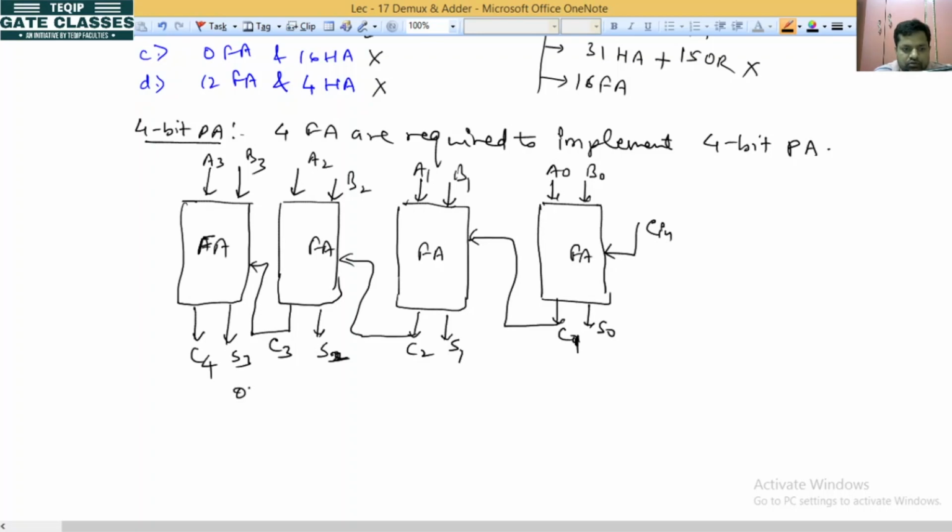So what will be the output? The output will be C4, S3, S2, S1, S0. So it will be C4, S3, S2, S1, S0. So this is the implementation of a 4-bit parallel adder with the help of full adders.